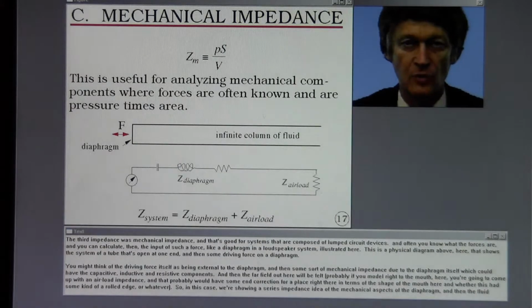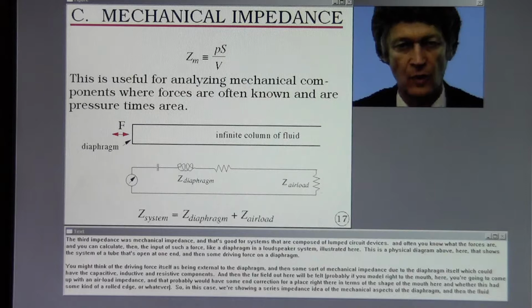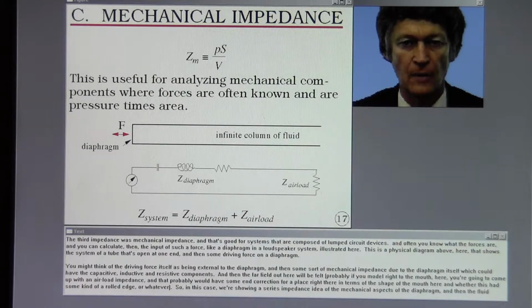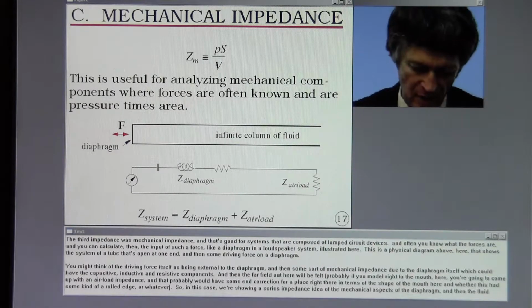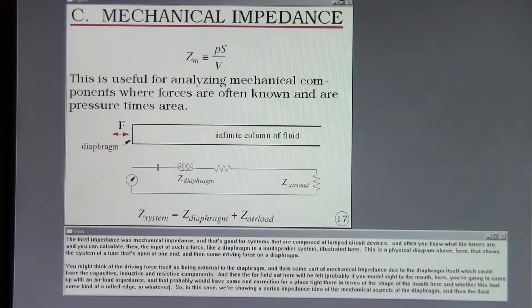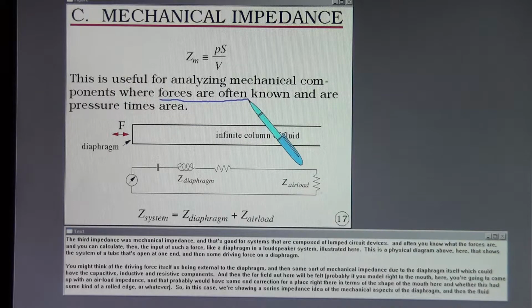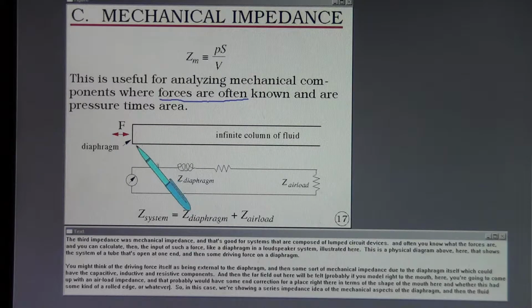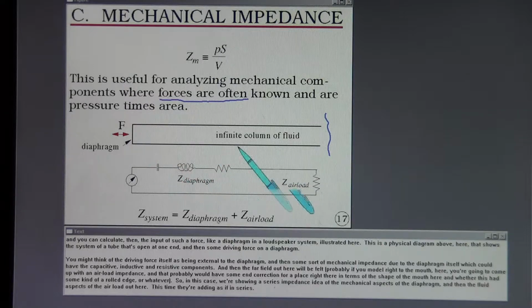The third impedance was mechanical impedance, and that's good for systems that are composed of lumped devices, circuit devices. And often you know what the forces are, and you can calculate then the input of such a force, like a diaphragm in a loudspeaker system illustrated here. This is a physical diagram above here that shows the system of a tube that's open at one end, and then some driving force on a diaphragm.